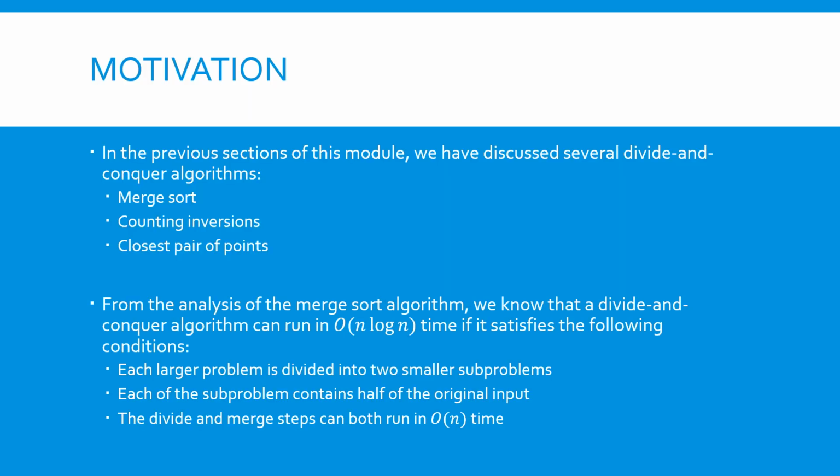In the previous sections, we have presented several divide and conquer algorithms, such as merge sort, counting inversions, and the closest pair of points. All of these algorithms share the same time complexity of O(n log n). This is because they partition the original problem into two subproblems, each of which is half the size of the original problem. Meanwhile, their divide and merge steps can be completed in linear time. In the video discussing the merge sort algorithm, we demonstrated that algorithms with these features run in O(n log n) time.